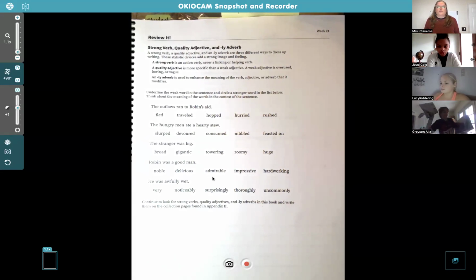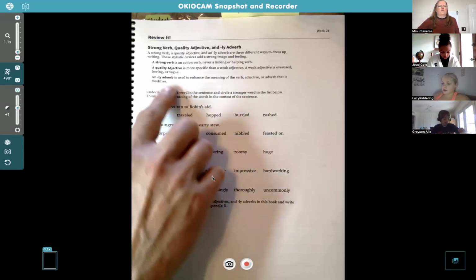A strong verb, a quality adjective, and an ly adverb are three different ways to dress up writing. These stylistic devices add a strong image and feeling. That just means using these words helps the reader imagine what you're writing about. It really makes the writing come to life, is another way to say that.